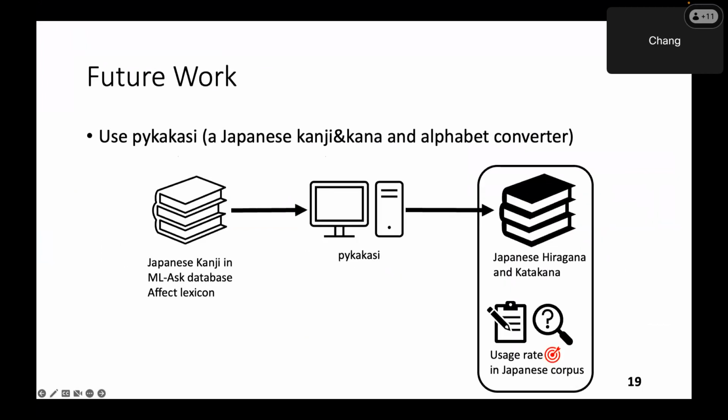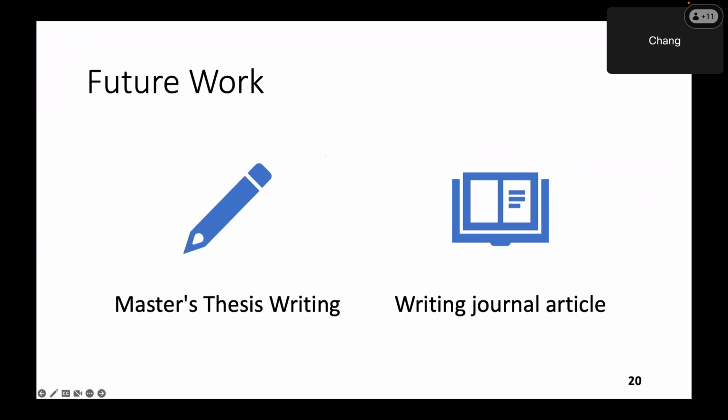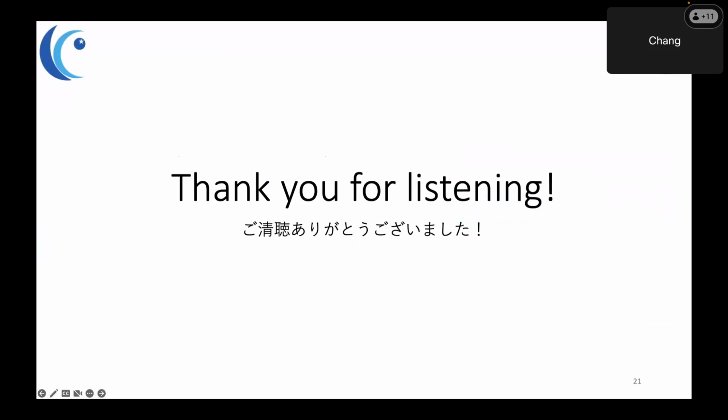So about my future work, first I'm going to use Pykakasi, which is a Japanese kanji, kana, and alphabet converter, to convert all the Japanese kanji in the MLASK database into hiragana and katakana and investigate their usage rate in a Japanese corpus. And the most important work, master thesis writing and writing a journal article. And that's all for my presentation today. Thank you for your listening.